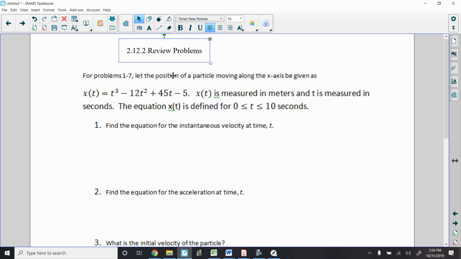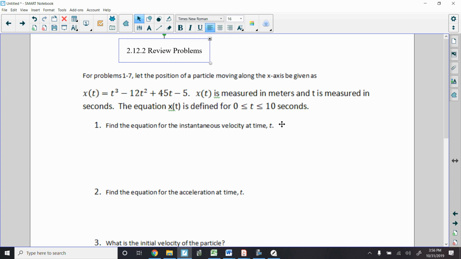It says for problems 1 through 7, let the position of the particle moving along the x-axis be given as this. So we have a position equation there. x of t is measured in meters and t is measured in seconds. The equation x of t is defined for 0 less than or equal to t less than or equal to 10 seconds. Okay, so the first question is find the equation for the instantaneous velocity at time t.